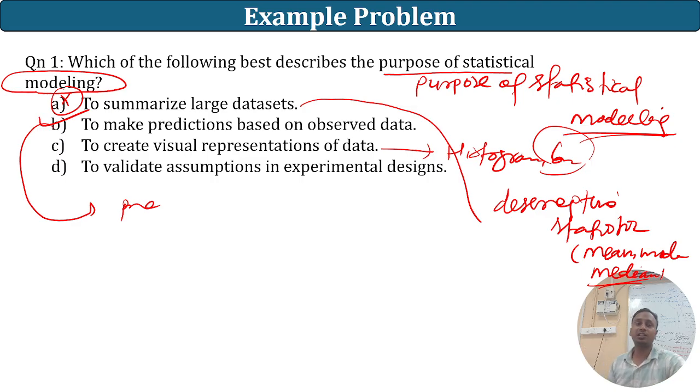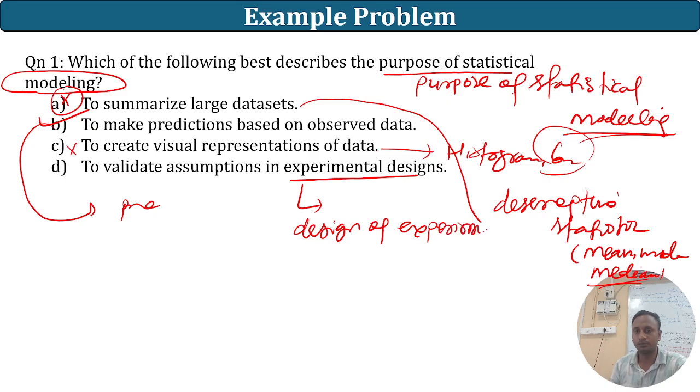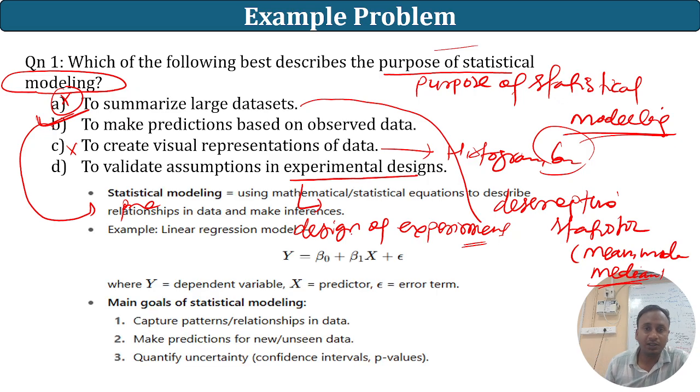So validating the assumptions in the experimental design is not the answer either. It's a part of the design of experiment, not the purpose of statistical modeling. So the correct option is B. I think this is clear now. Yes, sir. So statistical modeling captures patterns and relationships, makes predictions, and quantifies uncertainty.